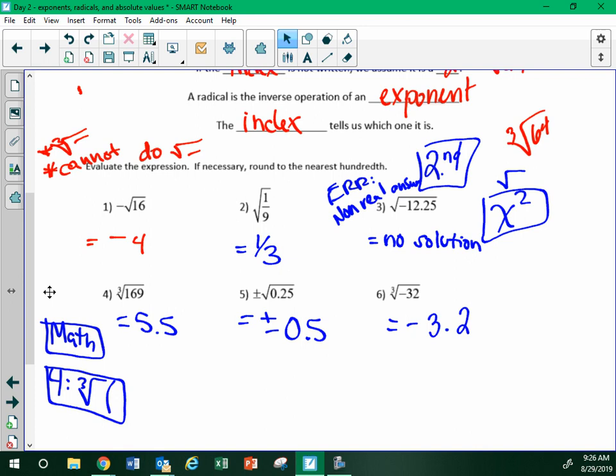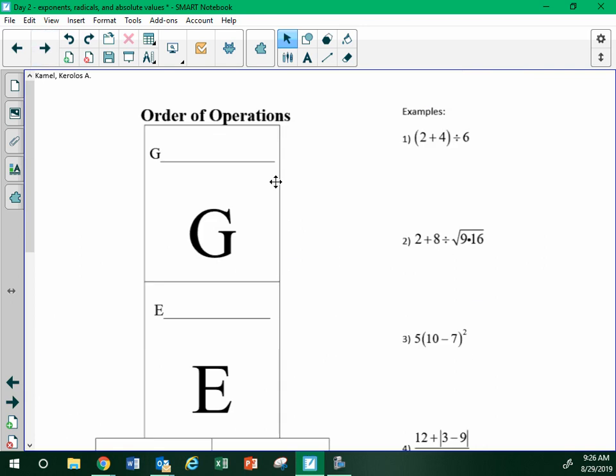Okay. So then finally, let's go ahead and take a look at our order of operations. All right. So again, depending upon your teacher, they might have said PEMDAS instead of GEMDAS.